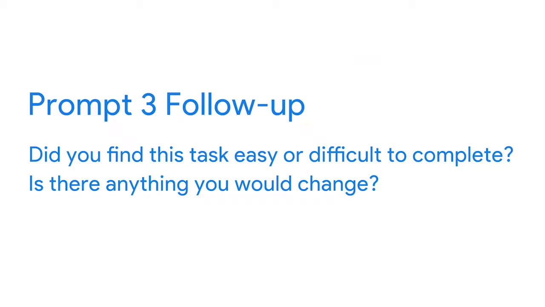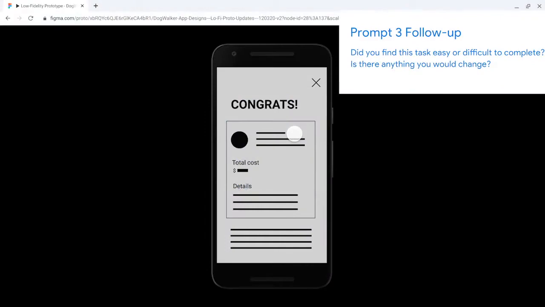Prompt 3 follow-up. Did you find this task easy or difficult to complete? Is there anything you would change? It was really disorienting that there wasn't a confirmation page for the dog walker that I was booking. It went straight from the profile page of a dog walker to a congrats page. What if I had made a wrong click or if I wanted to change something about my appointment? Also, I wish I could filter the dog walkers by experience level. It wasn't really clear what their differences were or how I would choose one dog walker over another.